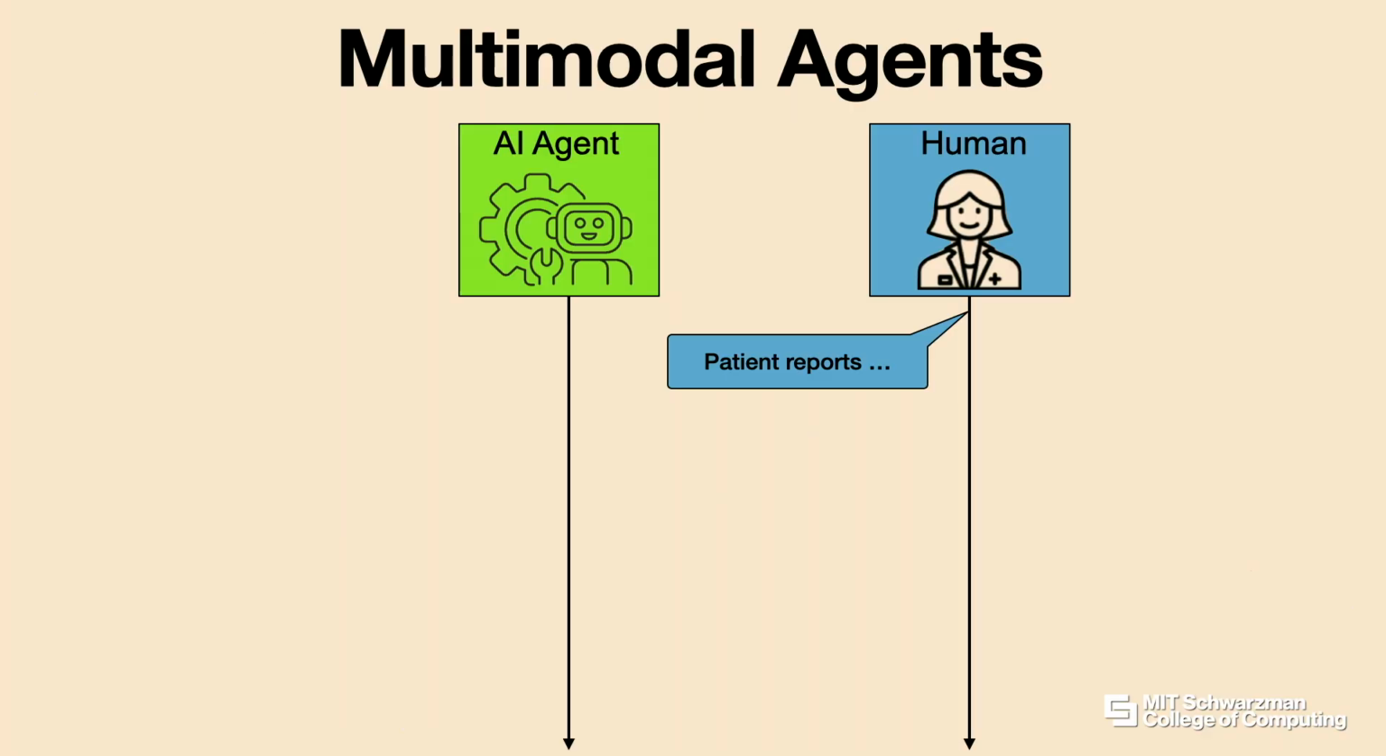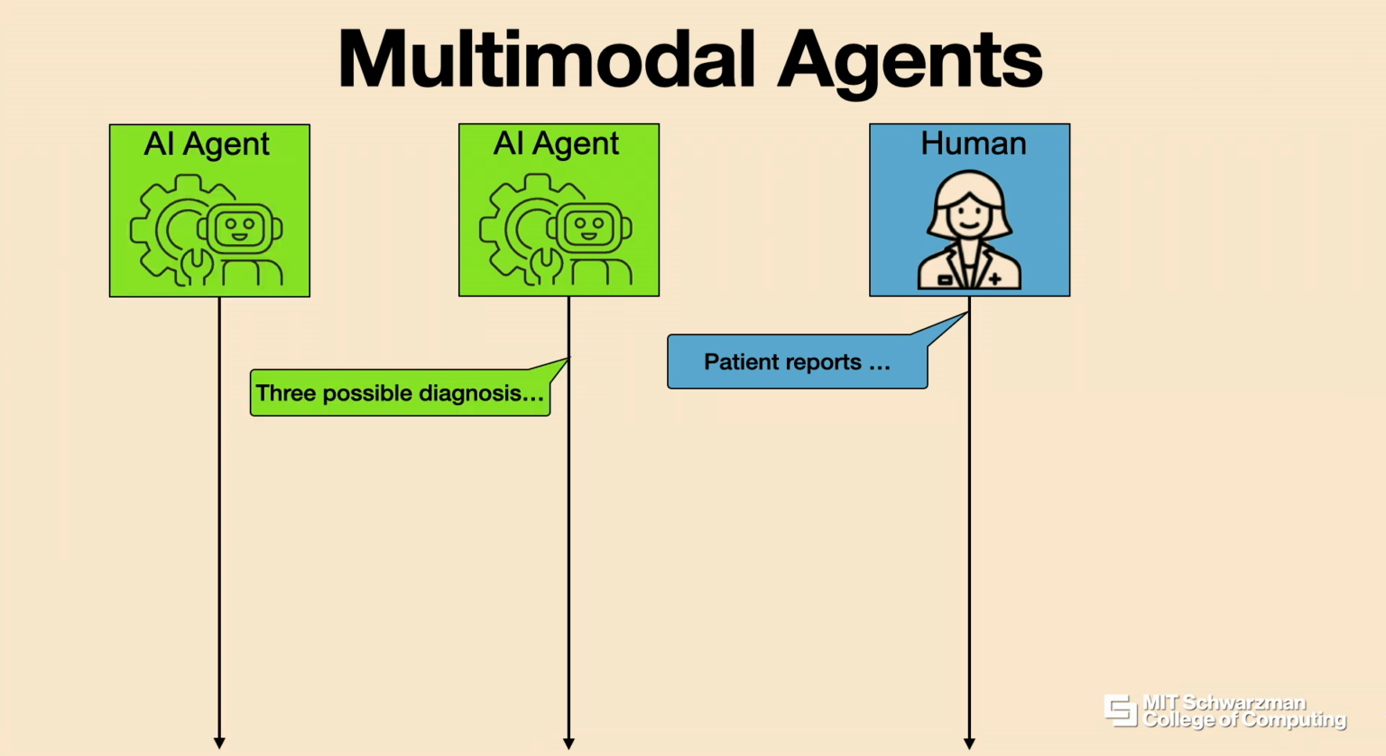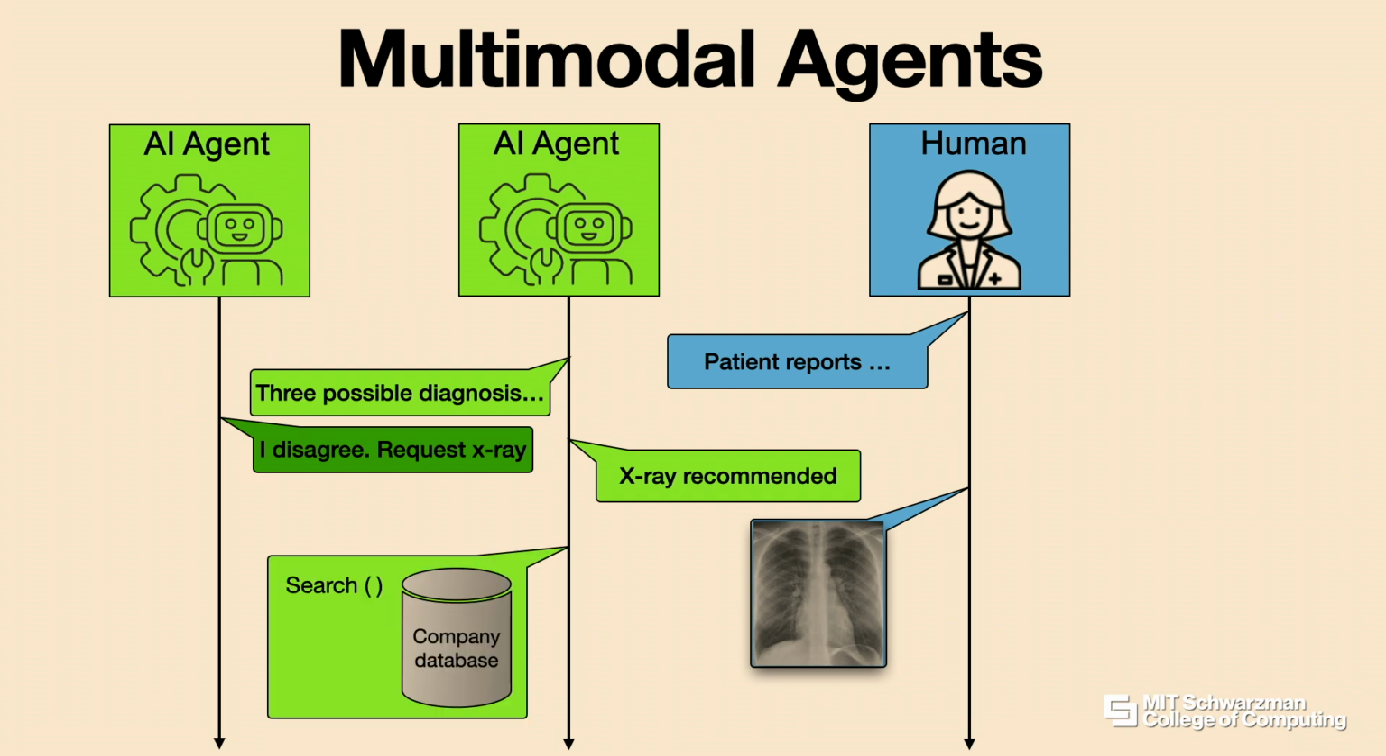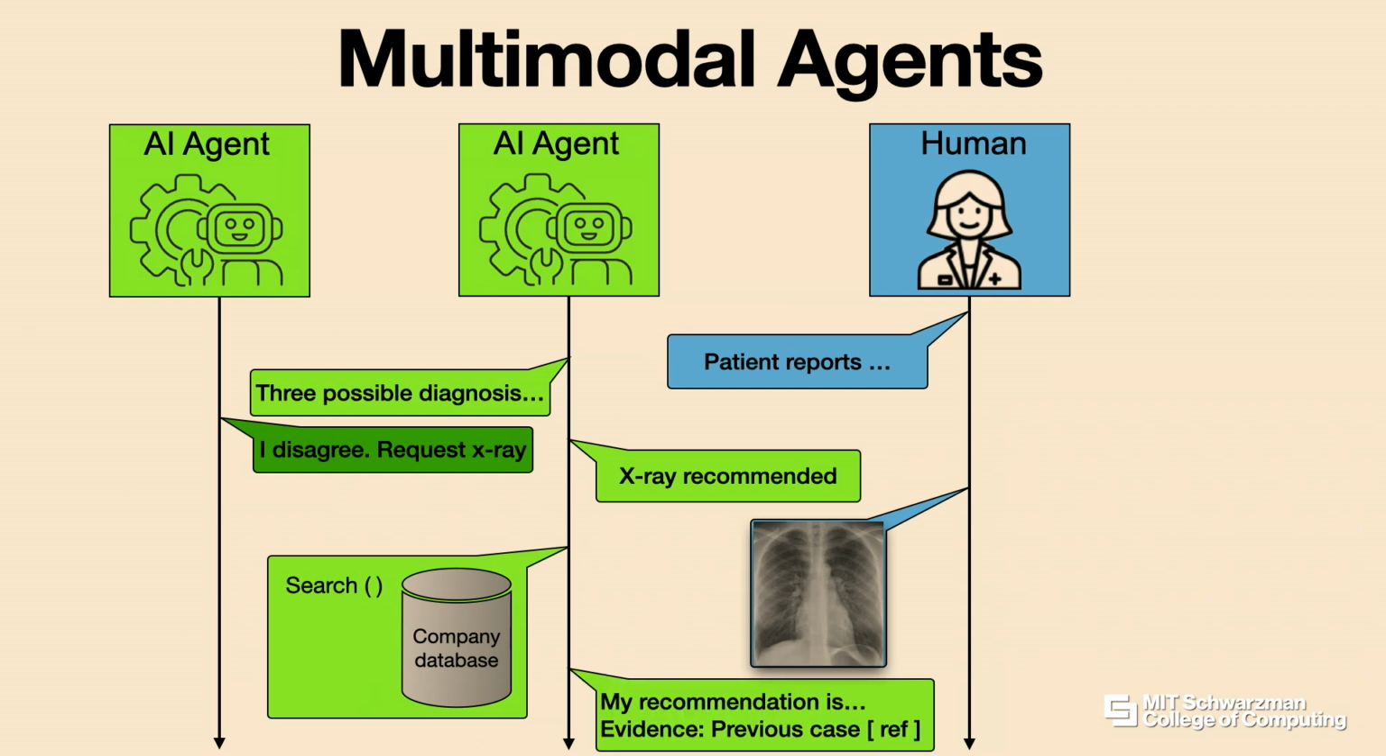So in that case, a conversation could go this way when you have an agent. The human sends to the agent some patient reports. The agent sends some possible diagnosis, but it doesn't send this diagnosis to the doctor. It sends the diagnosis to another agent that will disagree or agree with those diagnoses, and it will say, in this case, okay, I disagree, request an X-ray. The first agent will interact with the human and will ask for an X-ray. The human gives the X-ray. The agent runs some code, accesses the database to get some health records from the patient to get more context, and then eventually provides a recommendation, and the human performs the final diagnosis.